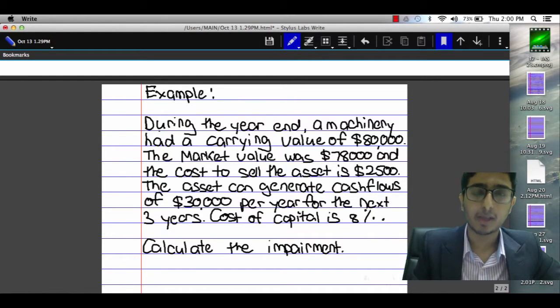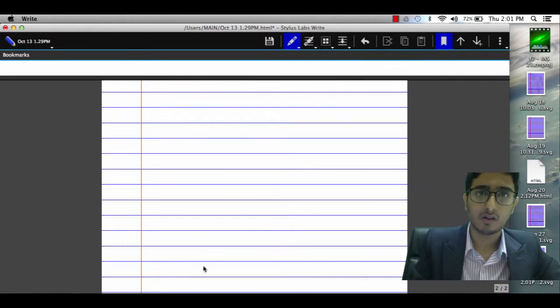Okay, now let's try doing this example to make things more clear. During the year end, a machinery had a carrying value of $80,000. The market value was $78,000 and the cost to sell the asset is $2,500. Now, the asset can generate cash flows of $30,000 per year for the next 3 years. Cost of capital is 8%. Calculate the impairment.